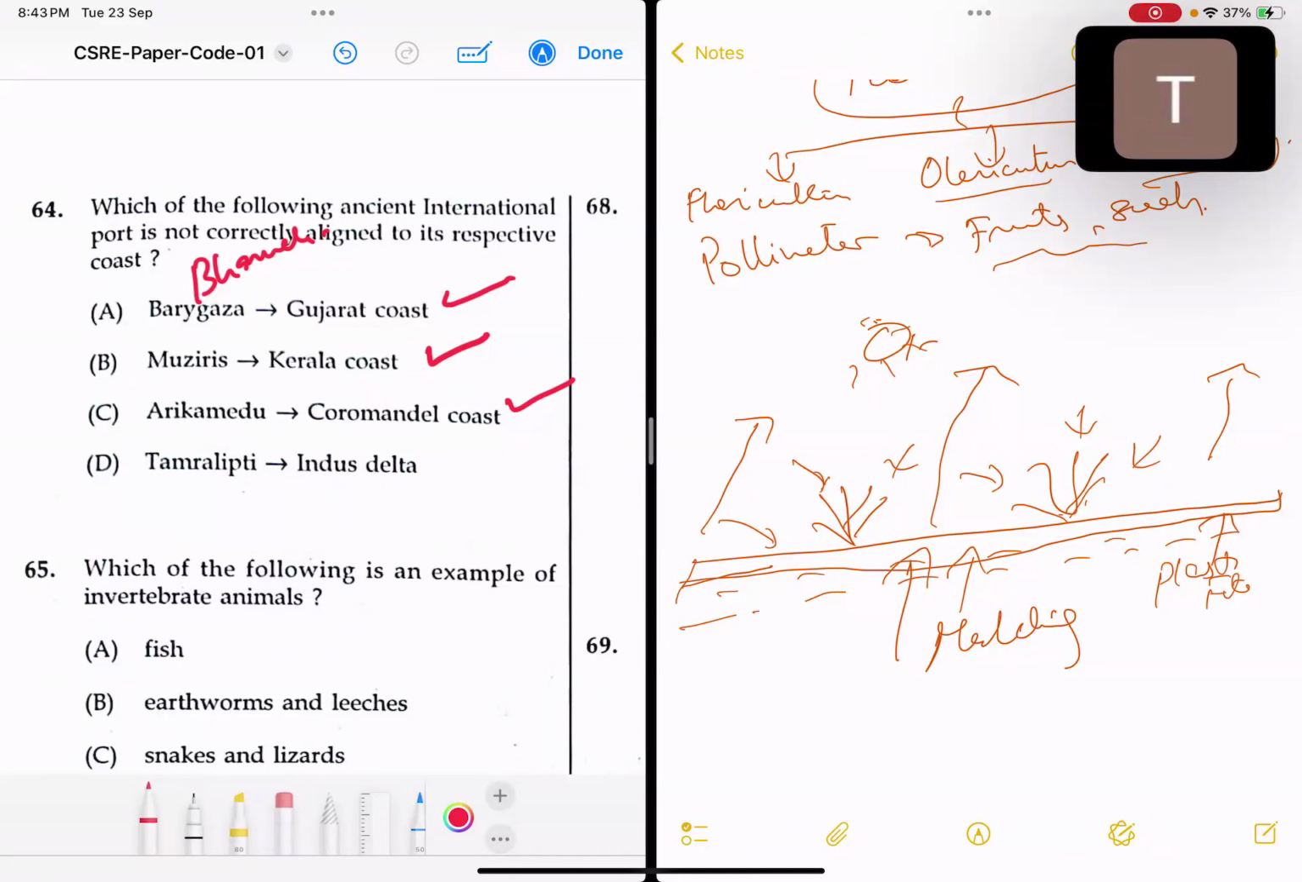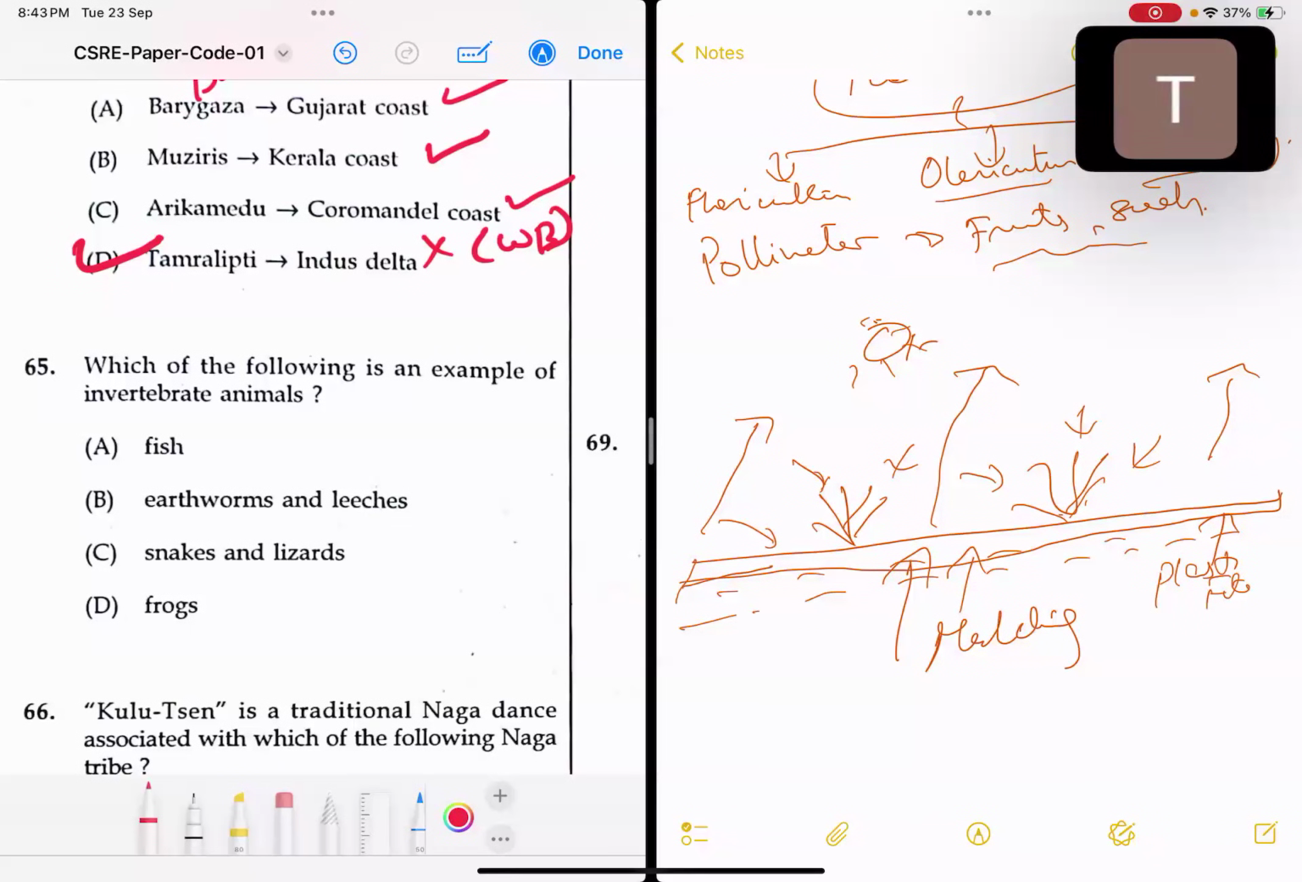However, the fourth option is Tamralipti, okay. So Tamralipti is located in West Bengal, okay. It's not located in the Indus Valley. It's located in West Bengal and it opens up into the Bay of Bengal. So the correct option is Tamralipti because it is not correctly aligned, okay.